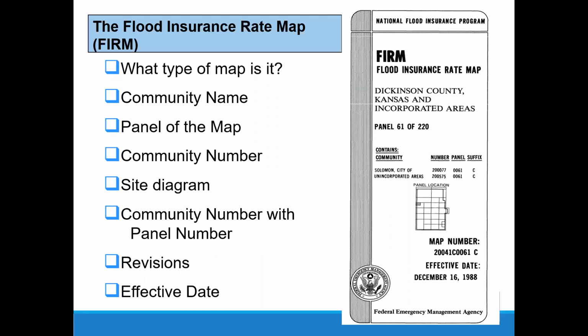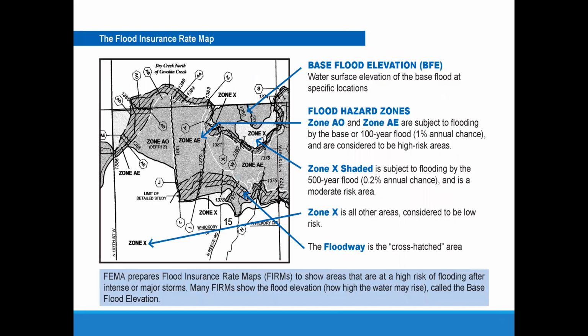I'll walk through where to find these maps on the Map Service Center and a few other digital services that are available if you have a digital map, and then making the FIRMette, which is a smaller zoomed in version of the FIRM panel.